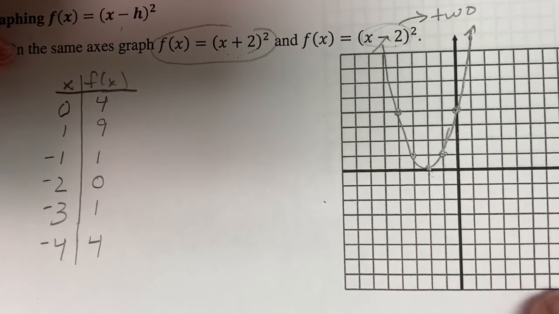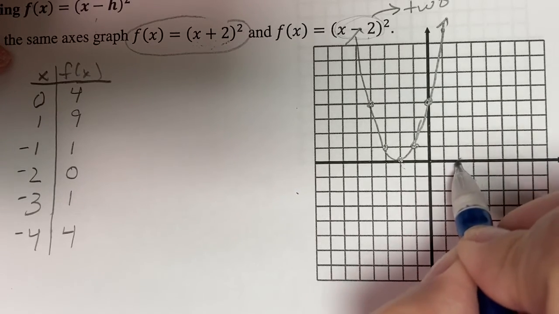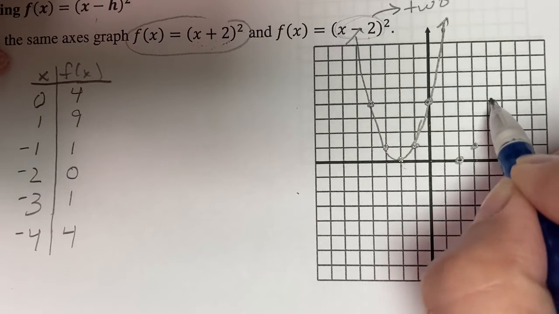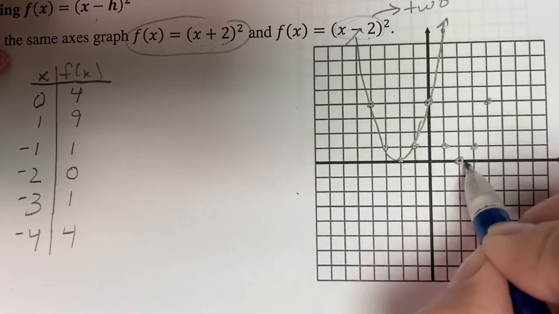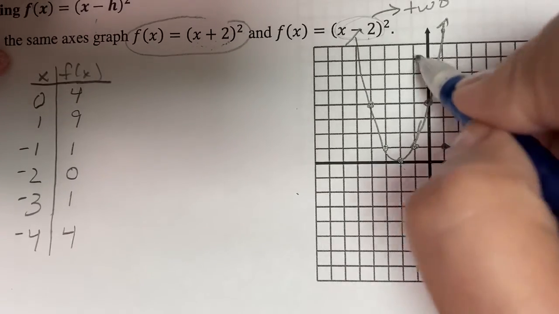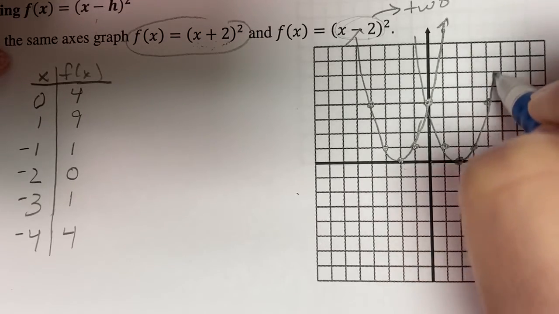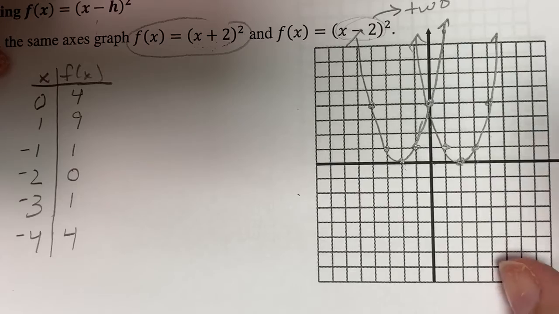So again, let's not plug in points for that. From our parent graph, this vertex is going to be shifted 2 to the right. So then let's use our going to the right 1 and up 1, and then going to the right 2 and up 4. From the vertex, we're going to go to the left 1 and up 1, and to the left 2 and up 4. And there is the parabola. And you can see that the vertex is shifted 2 to the right.